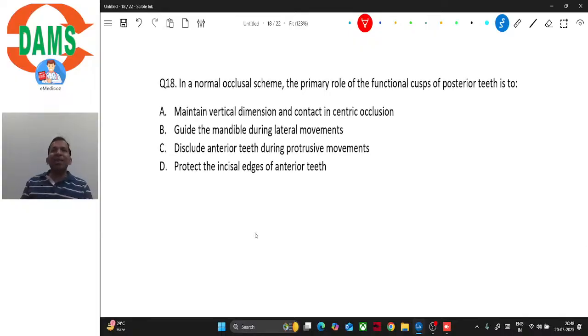But with age, as the second dentin deposition takes place, we will notice that these pulp horns are no longer visible after some time, right? So pulp horns are commonly visible only in the newly erupted tooth.